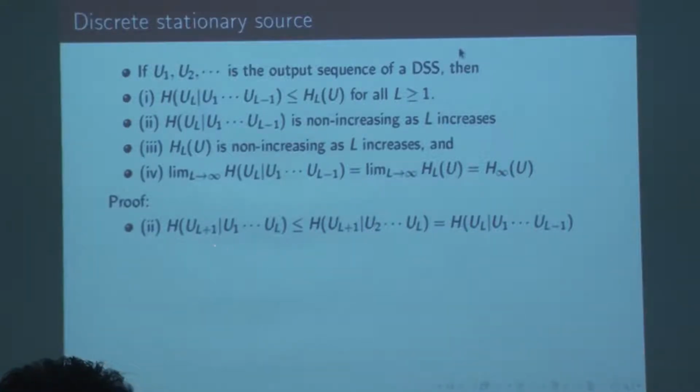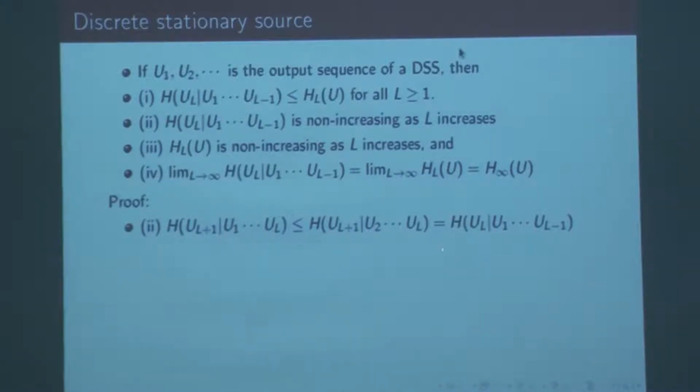So, we start with H of U_L given U1, U2, U3, ..., U_{L-1}. We are saying this is less than or equal to H of U_{L+1} given U2, U3, ..., U_L. Why? Exactly. This was conditioned on additional U1, here it is not conditioned on U1. So, conditioning cannot increase entropy. So, H of U_{L+1} given U1, U2, ..., U_L is less than or equal to H of U_{L+1} given U2, U3, ..., U_L, right.